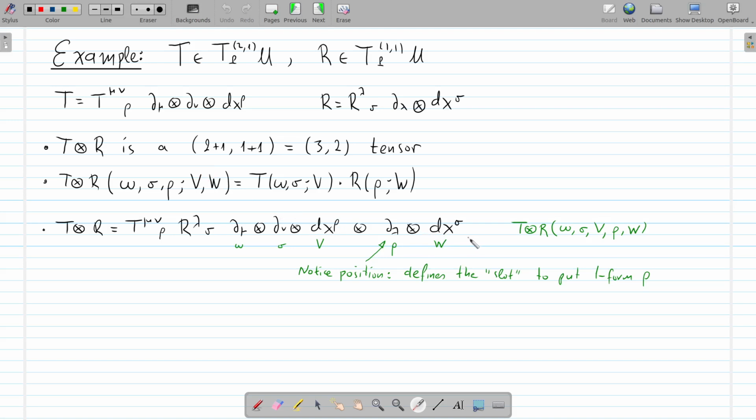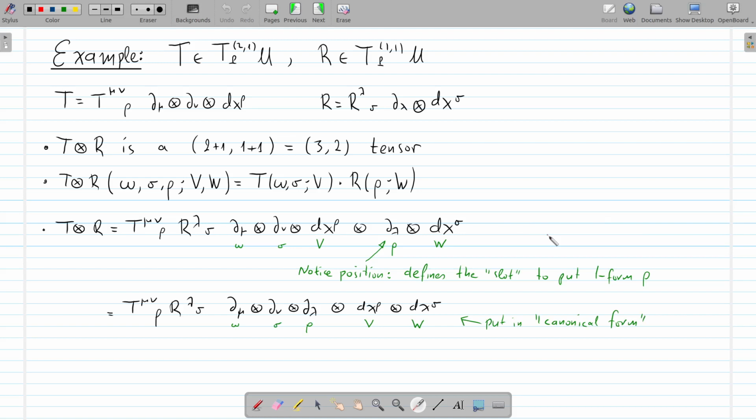This is not a real problem because when we write such an expression, we actually change the order of the slots. So if we write the tensor product of t and ρ in this form, we actually put omega and sigma in the first slots, then we put the vector v, and then we put the vector ρ after that. And last but not least, we put w in the last slot.